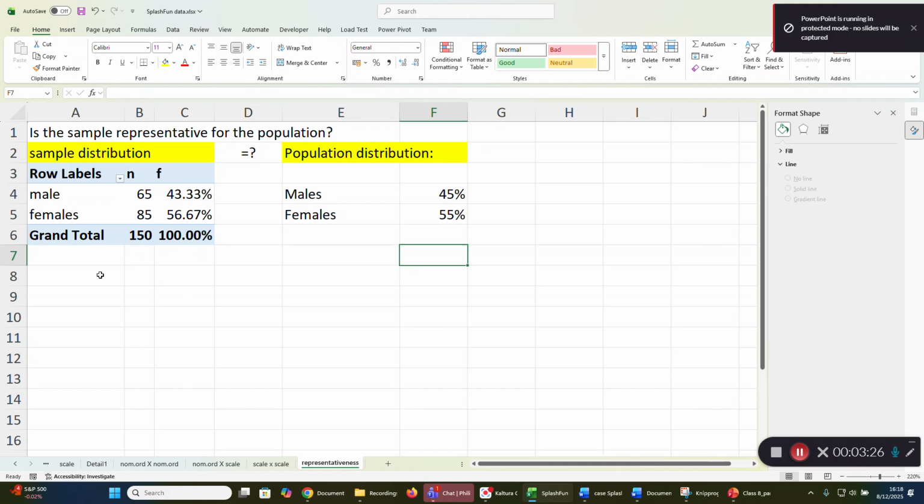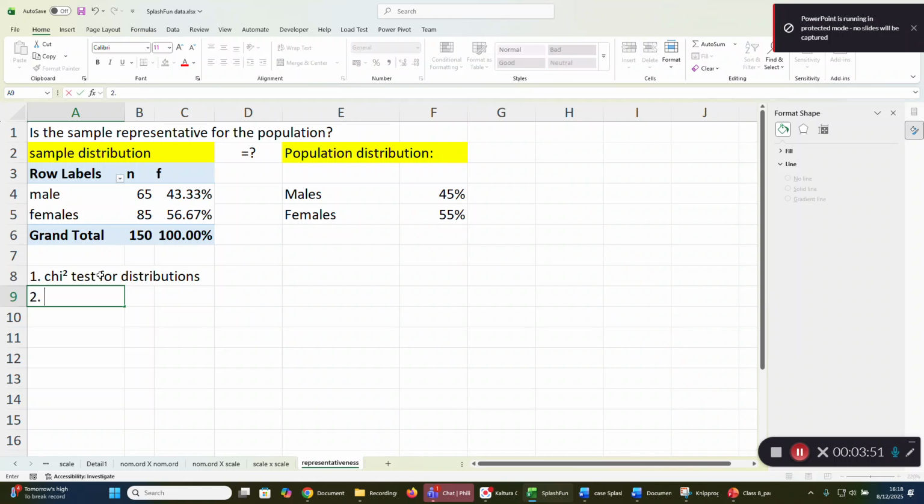We have to test this with the test for representativeness, and that test is a chi-square test for distributions, because the chi-square test can also be used to check cross-analysis, to see if you have a correlation with respect to 2 variables. Now this chi-square test has nothing to do with that, and we're just going to compare a sample distribution to a population distribution.